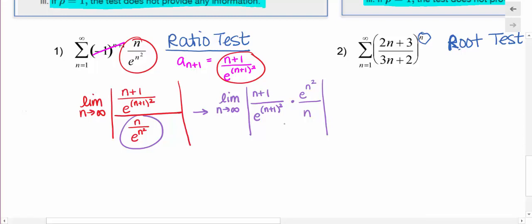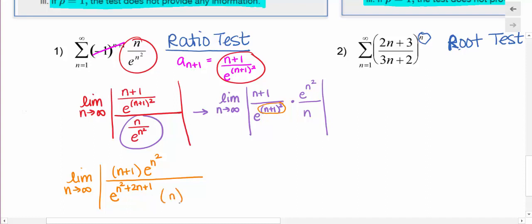This will help you. Okay, so I'm going to look at what is e to the n plus 1 squared, see if I can maybe algebraically manipulate this at all. So I have n plus 1 times e to the n squared all over e to the n squared plus 2n plus 1 times n.